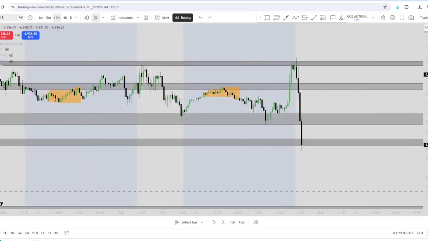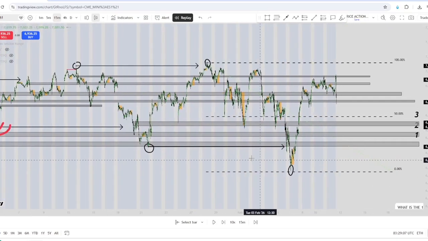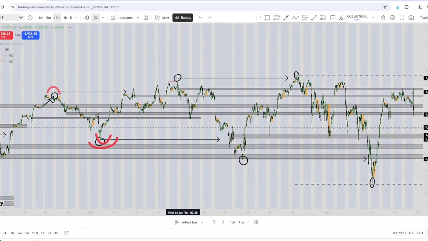Take a look at the market structure. Let's zoom all the way out on the 15-minute time frame. So this is my very basic market structure I have on the 15-minute time frame. One common question I get is, how far do I go back when I look at my market structure?